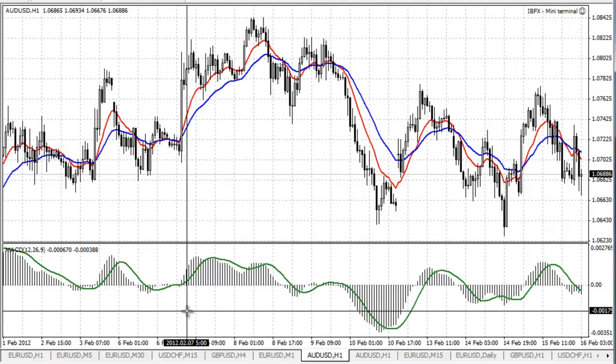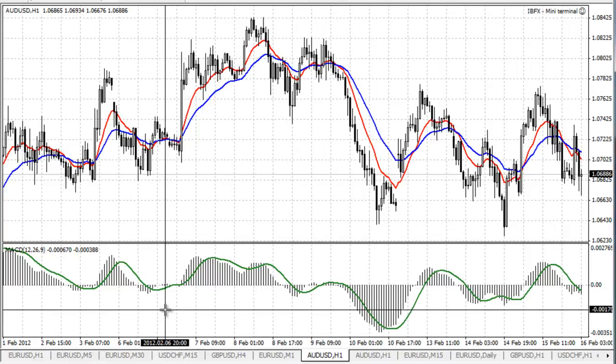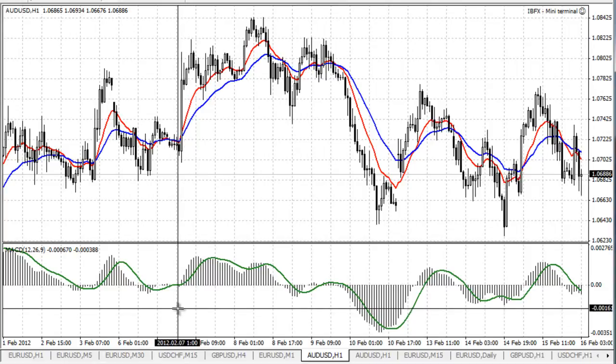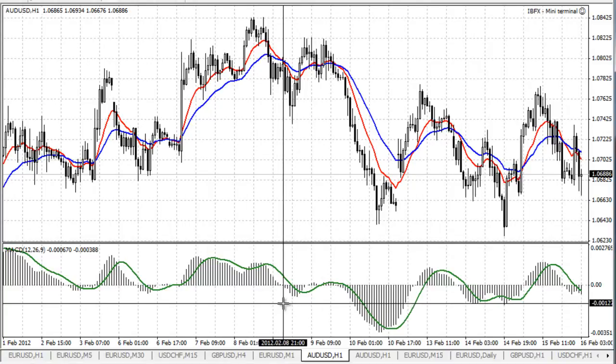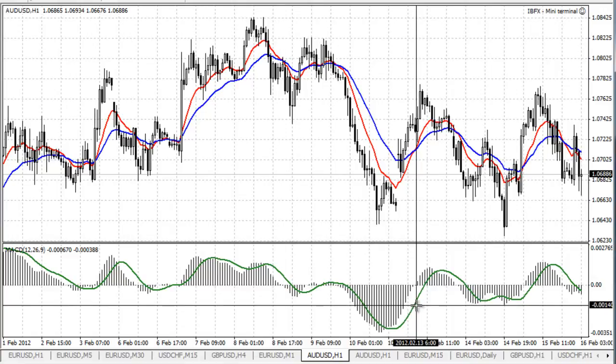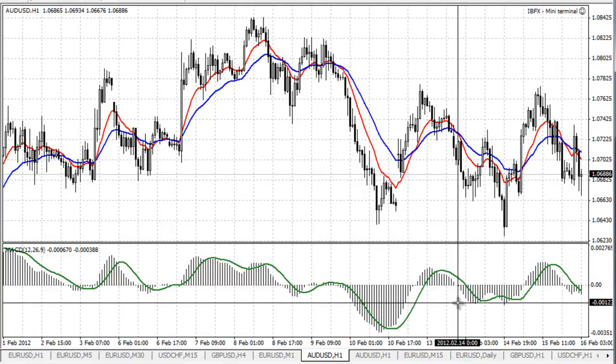So if we have a look, you can see at this point here where the MACD is crossing the zero line. That's happening at a time when the moving averages are crossing over. Here we have another crossover in the moving averages as MACD crosses the zero line, and you can see again same thing happening over here and further over.